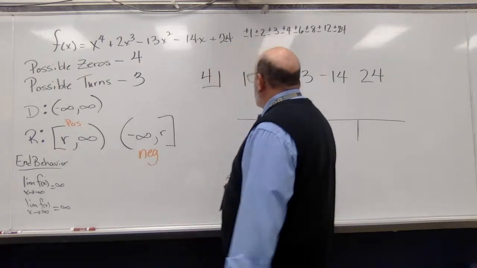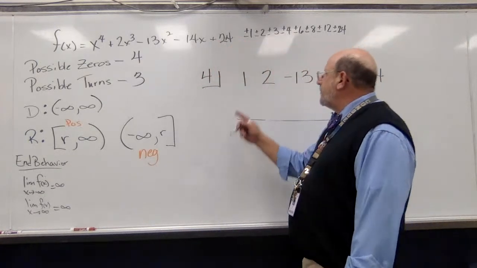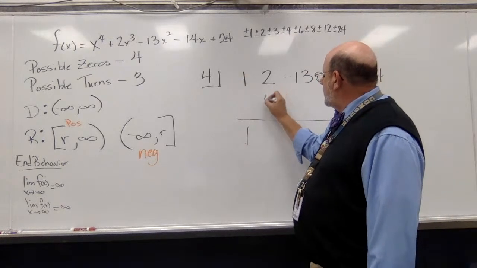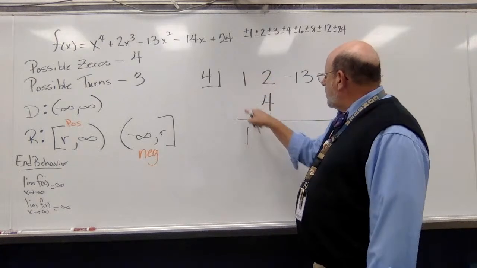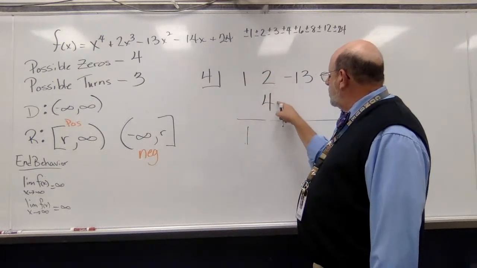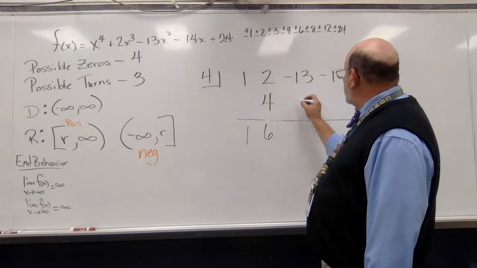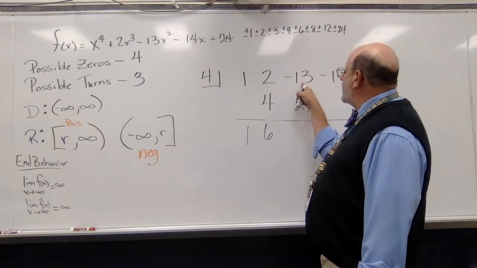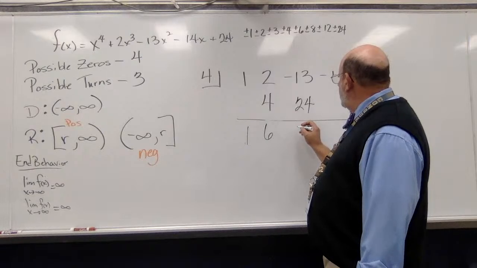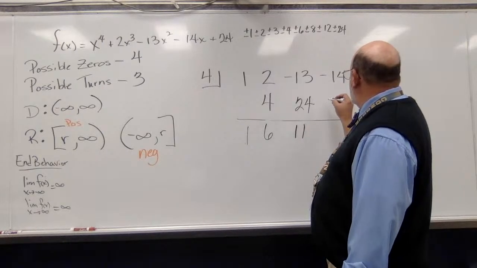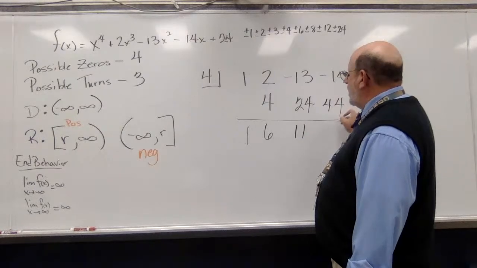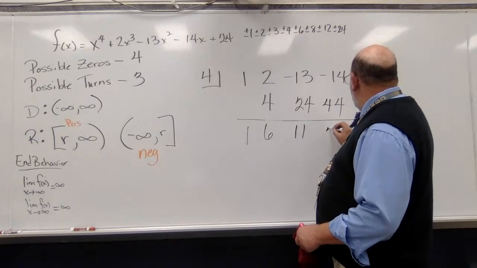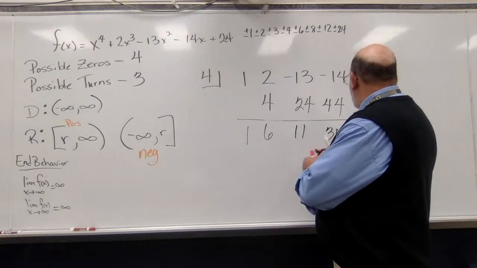Well, let's try 4. Whew! This is a lot of work. Trying, checking, guessing, and testing. Not very exciting, but let's go ahead and do it. Drop it down. 1 times 4 is 4. 2 plus 4 is 6. 6 times 4 is 24. We may be getting closer. Negative 13 and positive 24 is 11. That's 44? That's not going to work. What is that? 30? No, 120 doesn't help us.